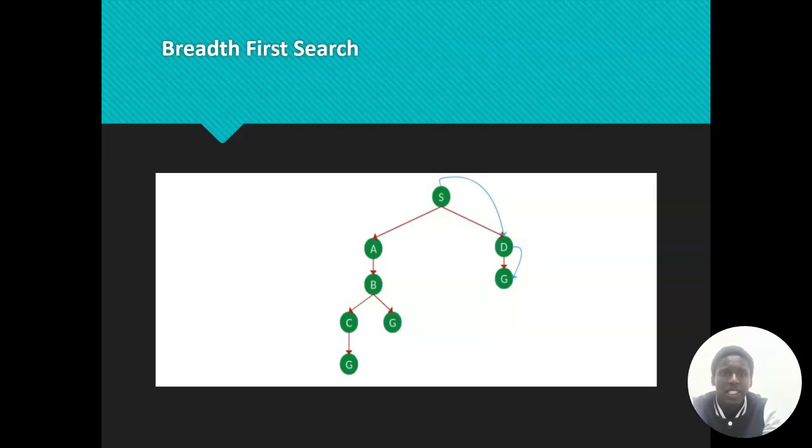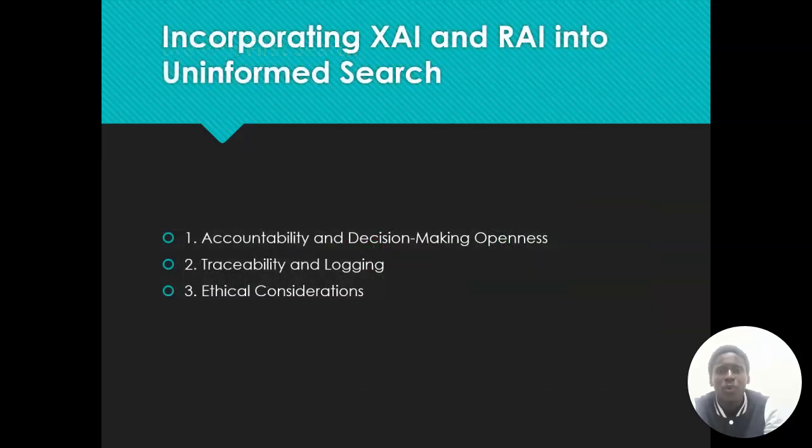So this is all about the DFS and also the BFS algorithms. Incorporating explainable AI and responsible AI into informed search. Before incorporating explainable AI and responsible AI, you have to make sure that you have these key points: the accountability and decision-making openness. The second point is about traceability and logging. And the last point is ethical consideration.